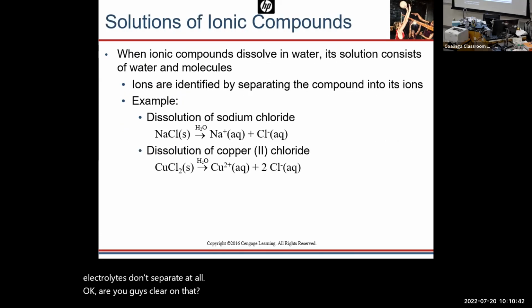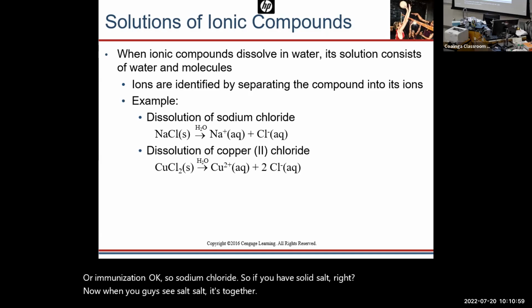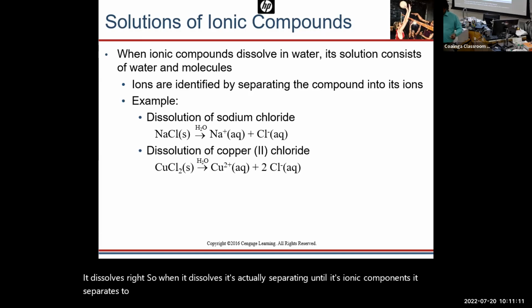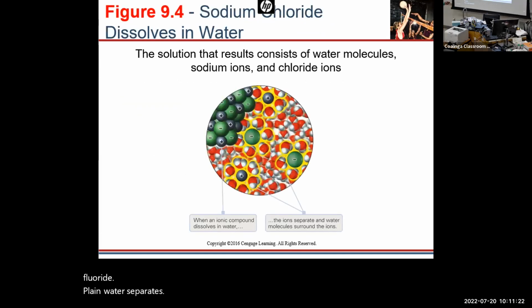This is basically what happens when you get dissociation, or separation, or ionization. Take sodium chloride. We have solid salt, right? When you see solid salt, it's together. As soon as we put it in water and stir it up a little bit, what happens? It dissolves, right? When it dissolves, it's actually separating into its ionic components, Na plus and Cl minus. The same thing happens with copper(II) chloride. When we put it in water, it separates.